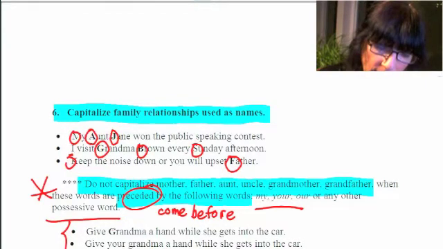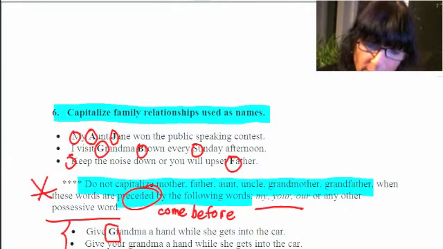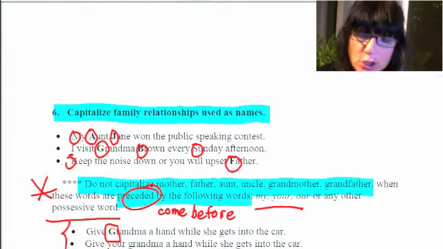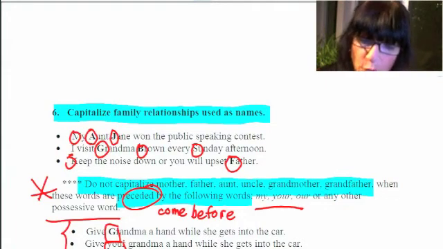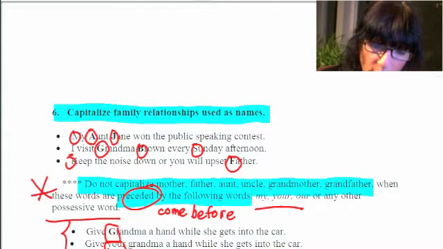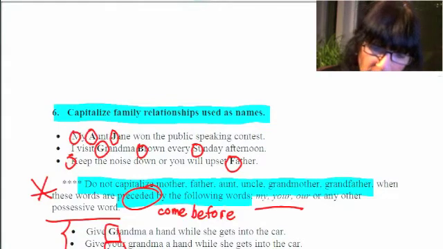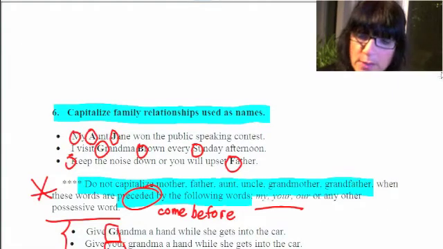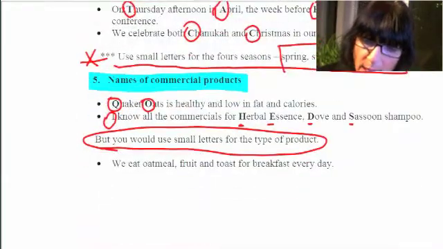Let's look at the examples again to make it a bit clearer. The first one, give Grandma a hand while she gets into the car. In this case, you capitalize the G in Grandma because it's her family relationship. You're using it as a name. It'd be the same as saying give Judy a hand while she gets into the car. You would capitalize that. But if you say give your grandma a hand while she gets into the car, you're no longer addressing her. It's no longer her family relationship. And because the word your comes before grandma, you would not capitalize the word. Or if you said your uncle is coming next week, you would not use a capital on uncle as well.